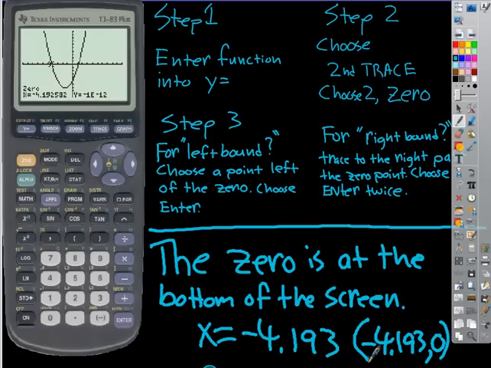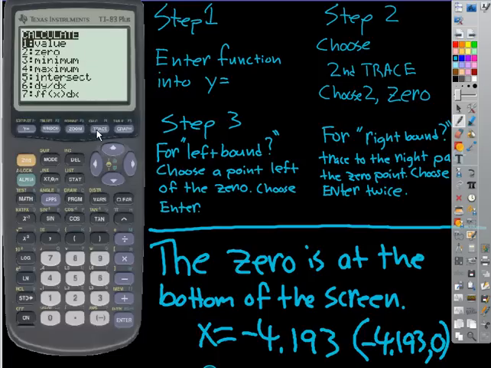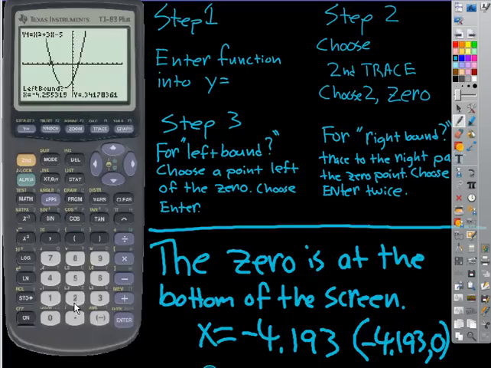Now, I would do the same thing. I'll repeat it just so you can see. I'm going to do it a slightly different way to get the zero for the other zero over here. Okay, so I'm going to go second, trace, which is calculate. I'm going to pick zero, doing the same thing. But this time I'm going to use numbers instead of trace. It just tends to be a lot quicker.